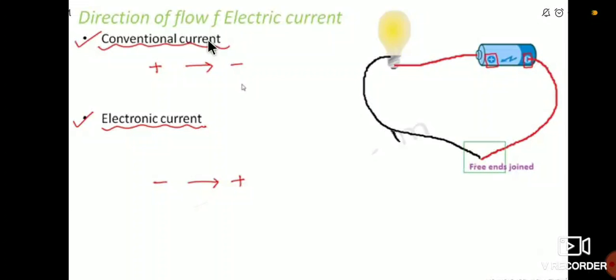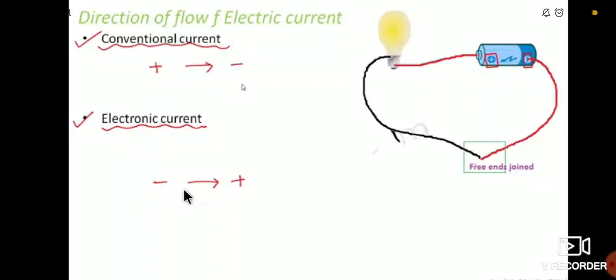In this one, the definition will be already known, but now we are going to study the direction of flow of electric current. There will be two directions: conventional current and electronic current. We generally know the electronic current. One more method is conventional current. Conventional current means the current flows from the positive to the negative end. Electronic current means it flows from the negative end to the positive.